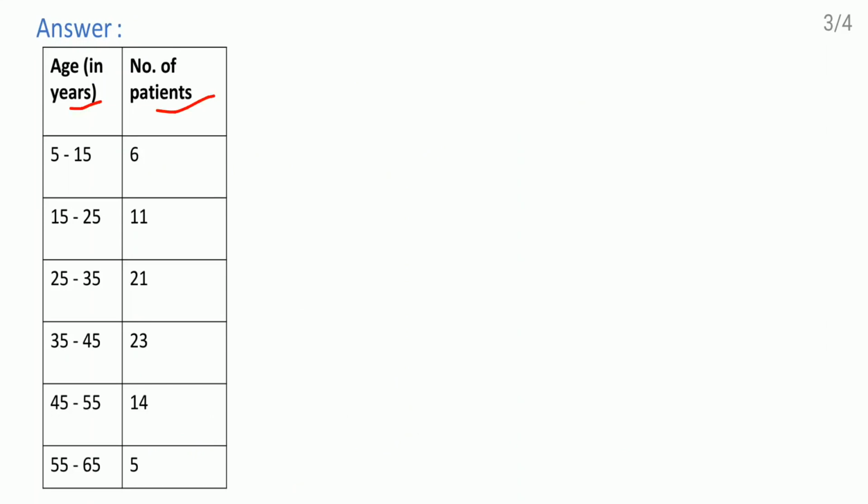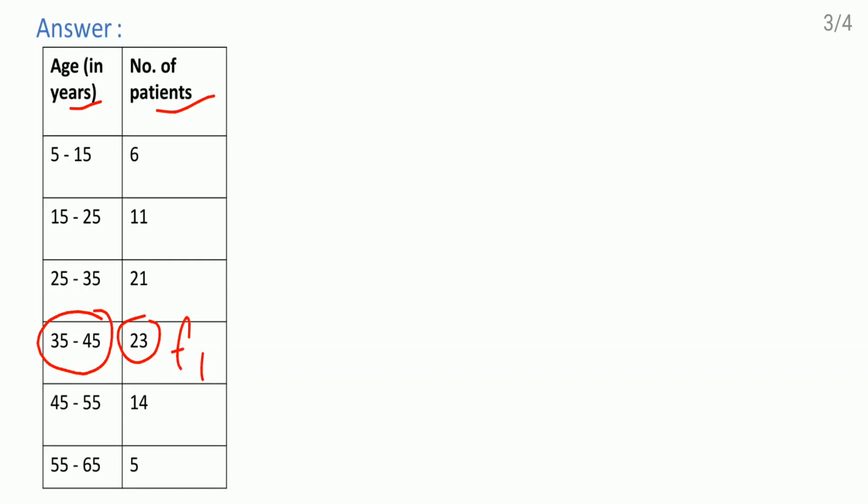First we need to find out the modal class. How to find out the modal class? You will see the maximum frequency. So here, out of all these numbers, which number is the bigger one? So this number is the bigger one. So this class is called the modal class, and this frequency we'll call F1.